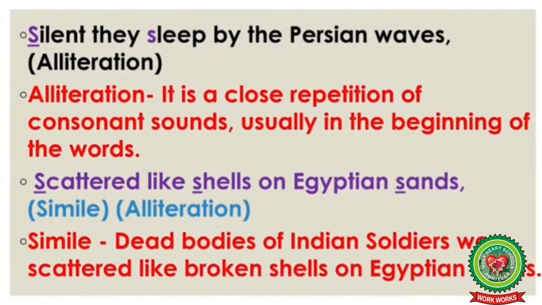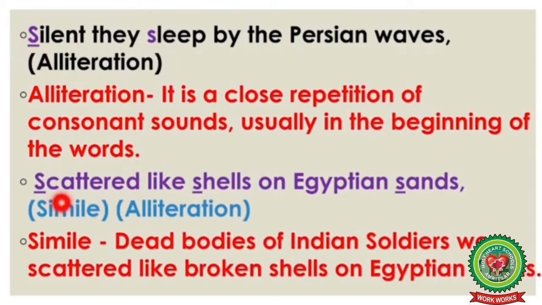Now, the second line, children. Silent they sleep by the Persian waves. So, some of the dead bodies are buried by the shores of Persia, that is Iran. Persia was the previous name of Iran. Here the figure of speech used by the poet is alliteration. See, S and S, repetition of the consonant sound. What is alliteration? It is a close repetition of consonant sounds, usually in the beginning of the words. So, here the alliteration is S of silent and S of sleep.